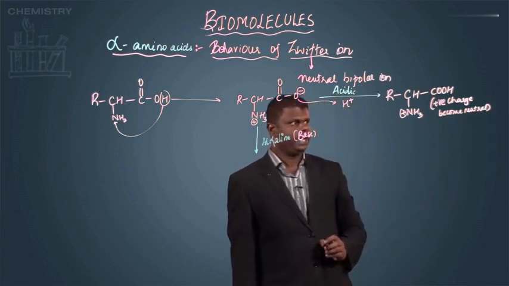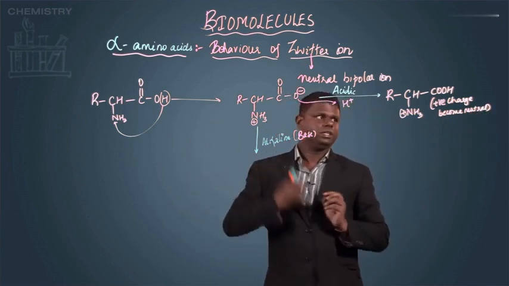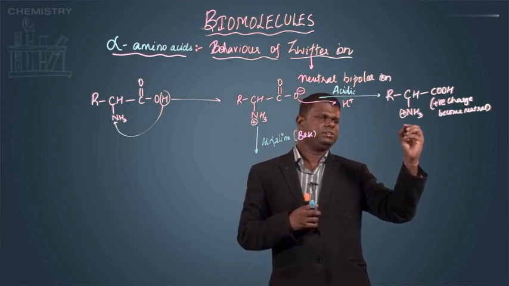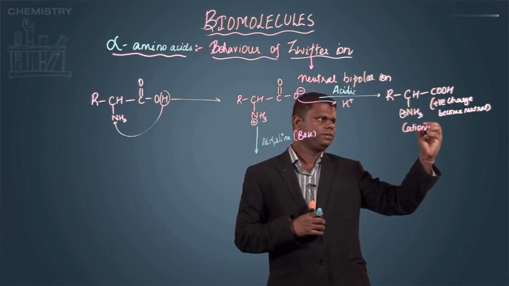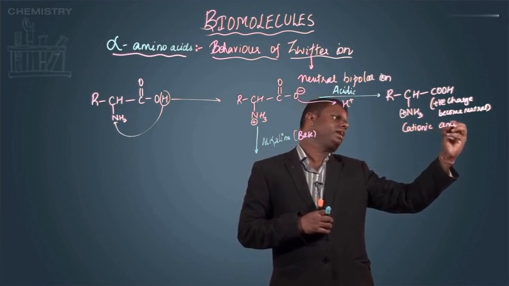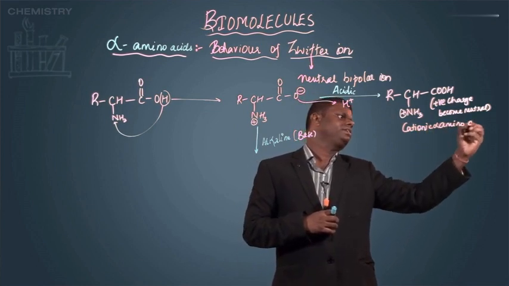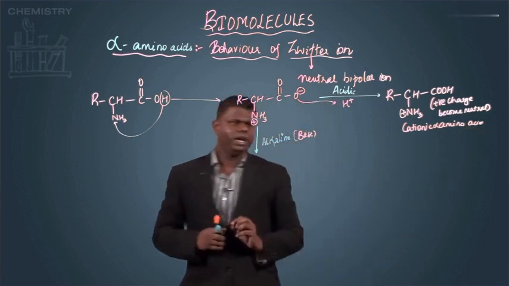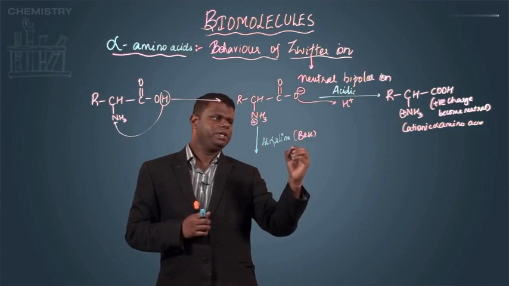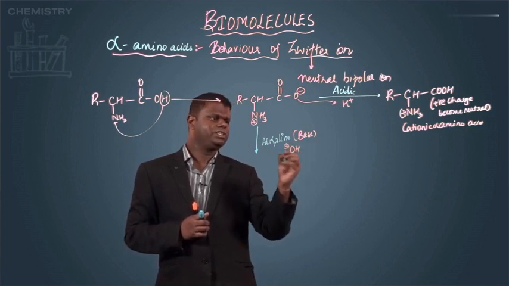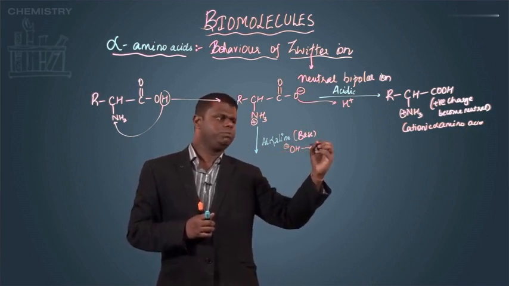Okay, so that means in this case it exists as a cation. So you call it a cationic amino acid, alpha amino acid. Whereas when it is in an alkaline medium, let's say if you have an alkaline medium, that means it is a base. This base normally reacts with a proton, right?